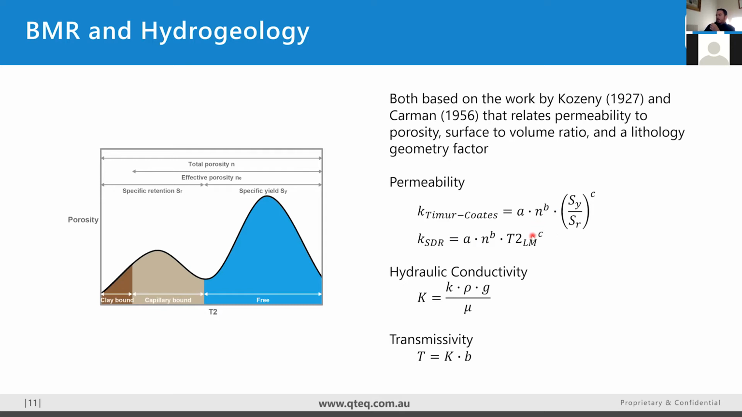There's a couple of ways of determining this. We can either look at it as a ratio between the movable water and the bound water, or we can look at it as the logarithmic mean of our T2 distribution. And then once we have permeability, we can jump down into hydraulic conductivity. So that's the crash course in nuclear magnetic resonance, the measurement and how we can start getting some numbers out of it.